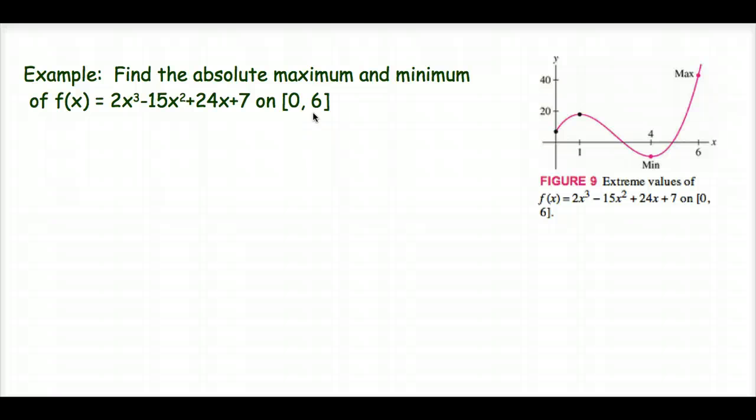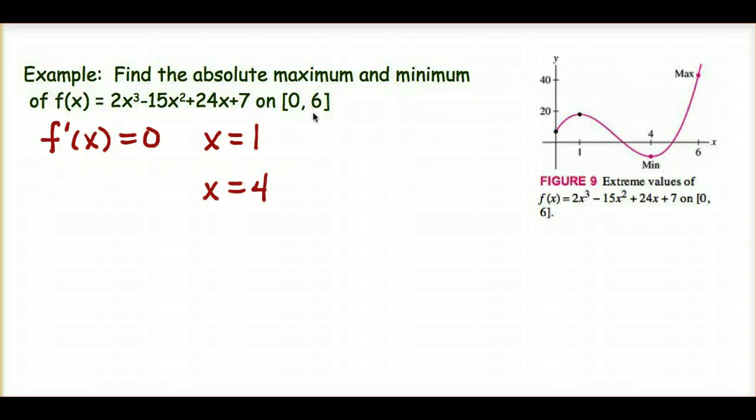So what we're going to do is start off where we left off. We know f prime equals 0 when x equals 1 and when x equals 4. Well, when we're on an interval, we automatically have 2 more critical points. And those critical points are the endpoints. When we chop off a function, the endpoints could become our absolute max or absolute min.